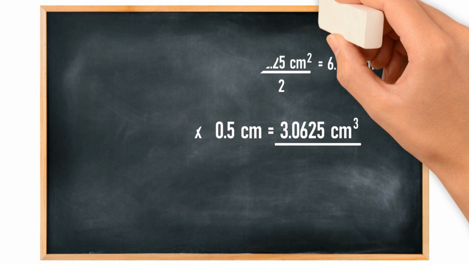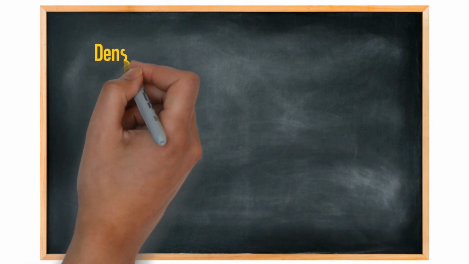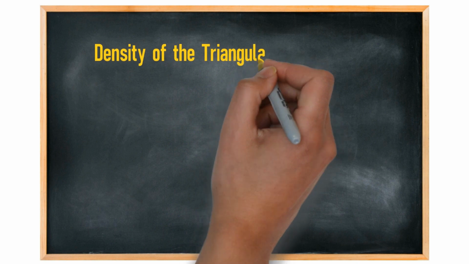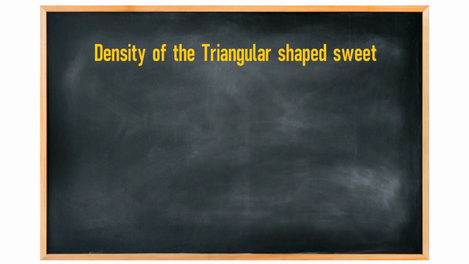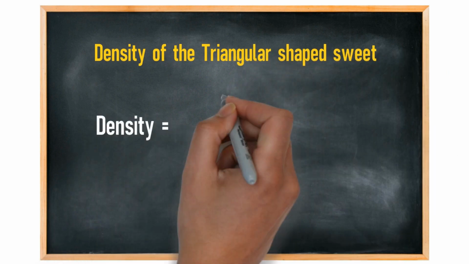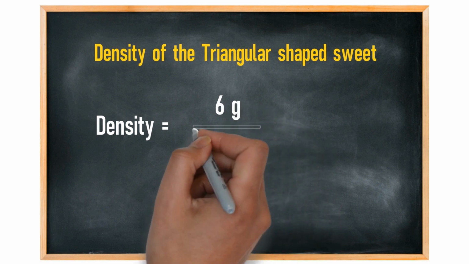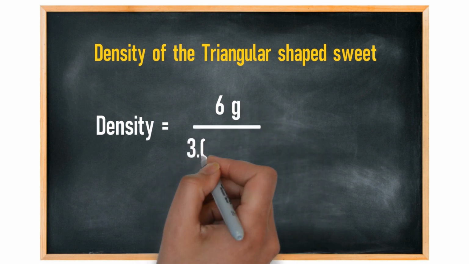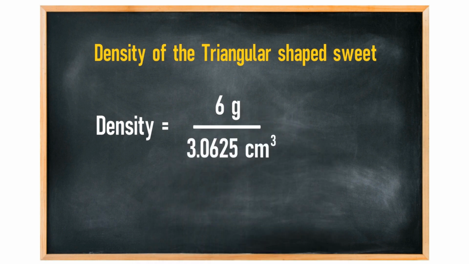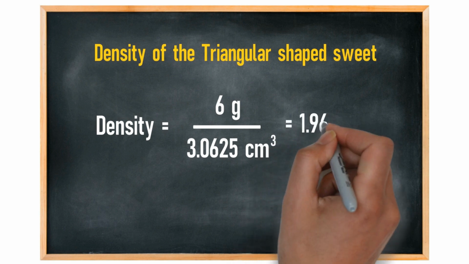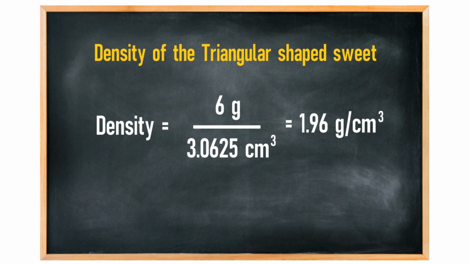Finally, to calculate the density of the triangular shaped sweet, we need to accurately input the pieces of this density puzzle into our density formula. So the density of the sweet will be 6 grams divided by 3.0625 centimeters cubed, which gives us an answer of 1.96 grams per centimeter cubed to 2 decimal places.